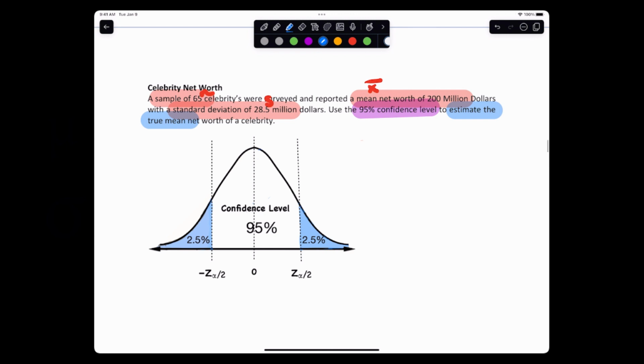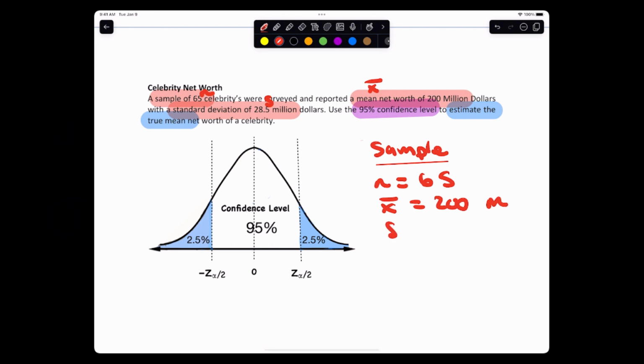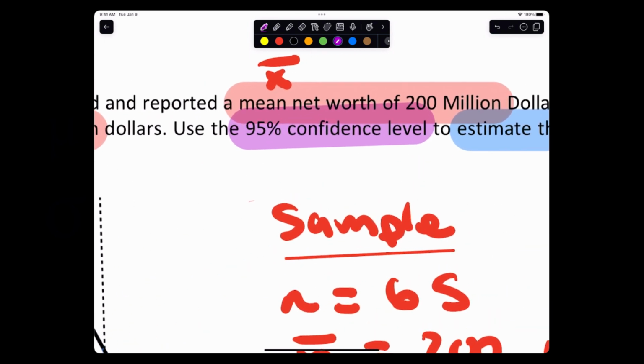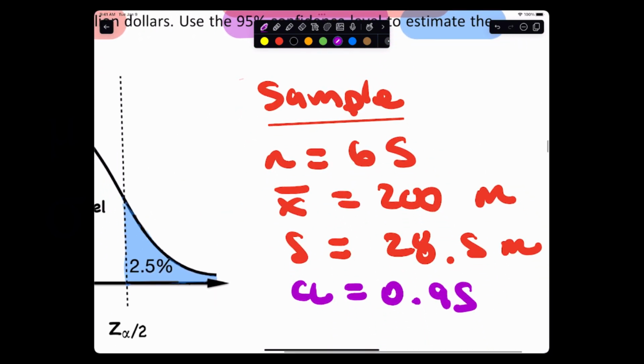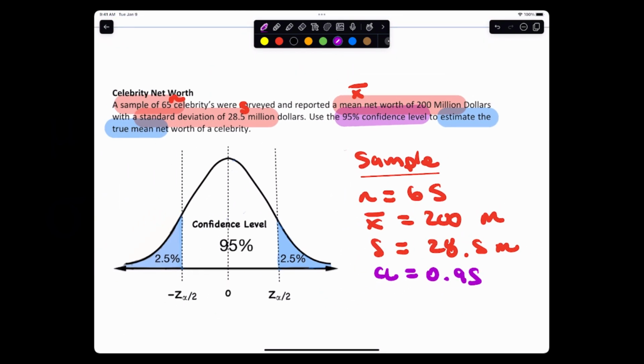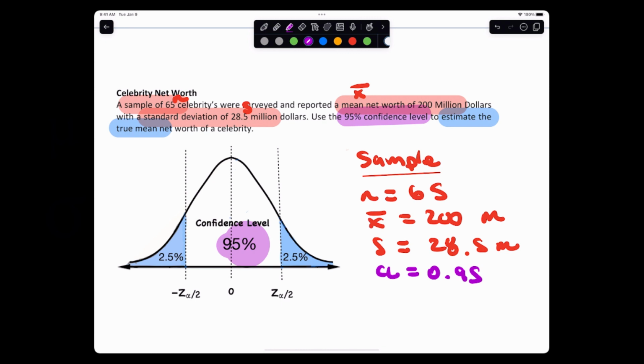So what's going to happen now is I'm going to write this down. What did I get from the sample? What's the sample size? 65. What's the sample mean? 200 million. I'll put just 200M, but we'll just use 200, because this is, ladies and gentlemen, a large sample. S is what? And it's 28.5 million. What confidence level are they telling me to use? 95%. 0.95. And you say, but they said 95. I know. This is the what? Decimal representation. So this is why I put this bell here. You go, oh, 95% confidence level.